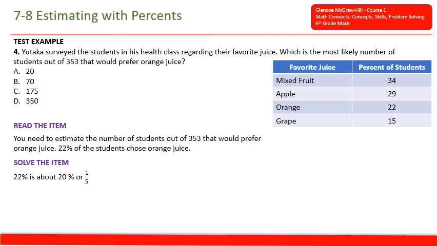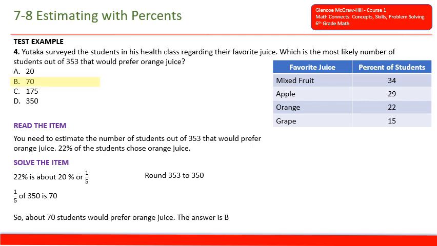22% is about 20%, or 1/5, because 20 goes into 100 5 times. Round 353 to 350. 1/5 of 350 is 70, and we know that because if we just take some zeros off, 5 goes into 35 7 times, so 5 will go into 350 70 times. So about 70 students would prefer orange juice, so the answer is B.